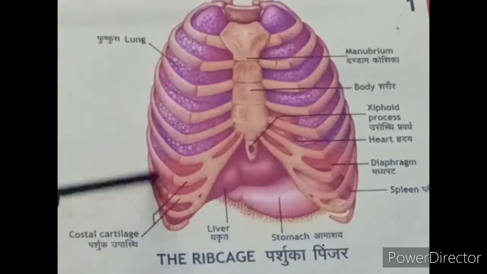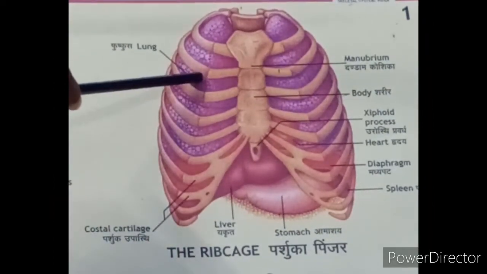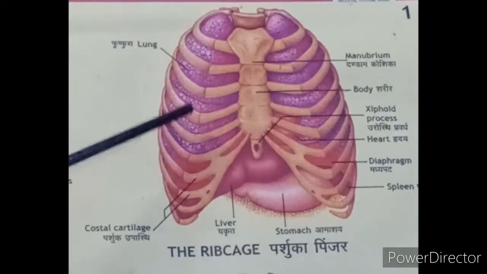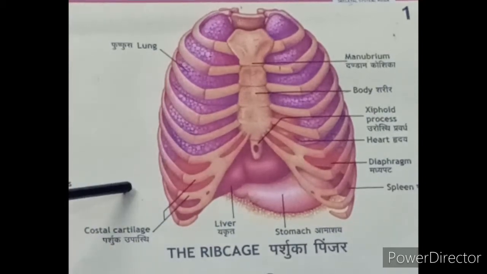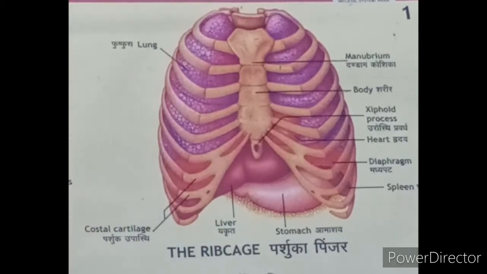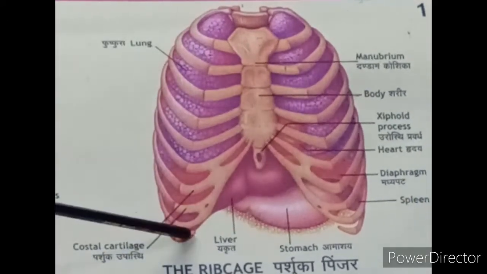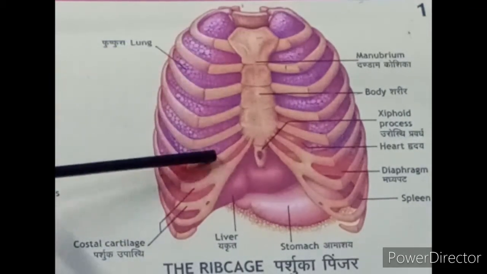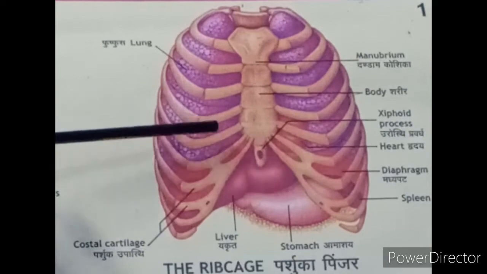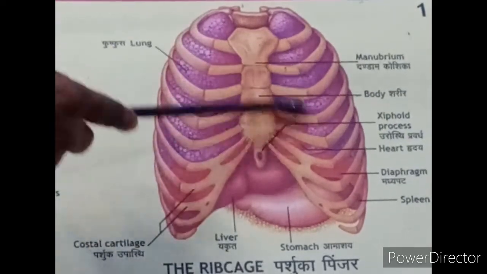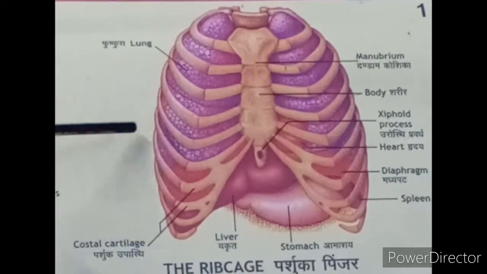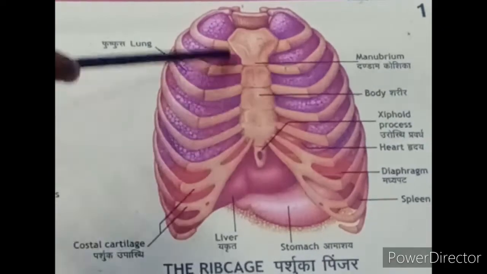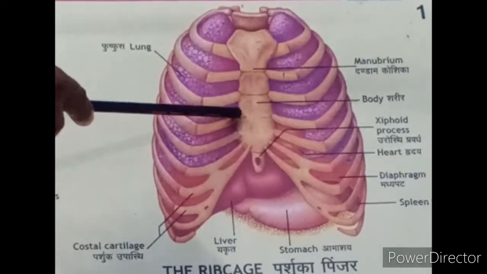On the basis of the attachment to the sternum, there are 3 types of ribs: true ribs, false ribs, and floating ribs. So here 12 pairs of ribs are present, divided into 3 parts. 1, 2, 3, 4, 5, 6, 7. The first 7 pairs are the true ribs, which are directly attached to the sternum. Up to these 7 pairs, directly attached to the sternum.